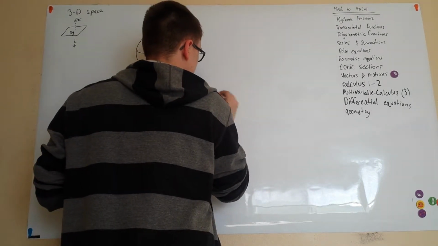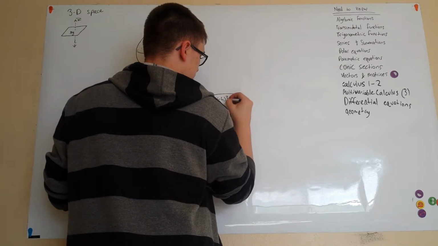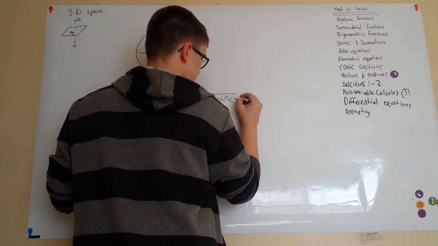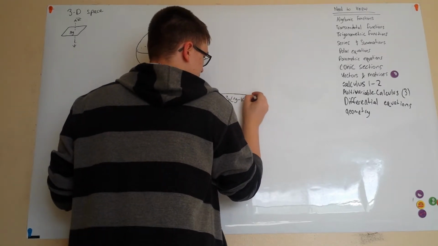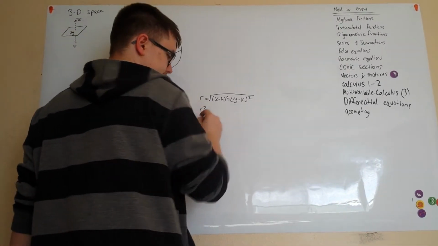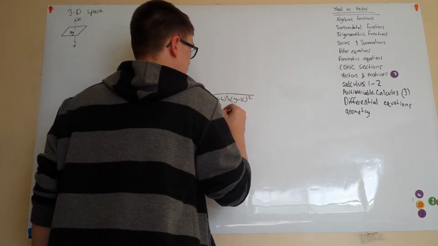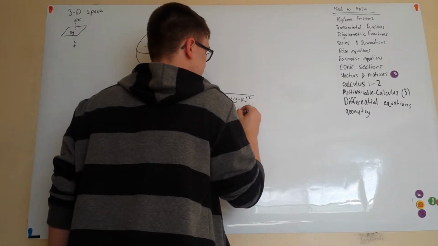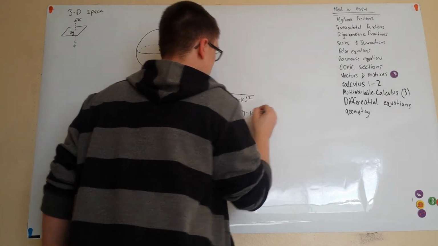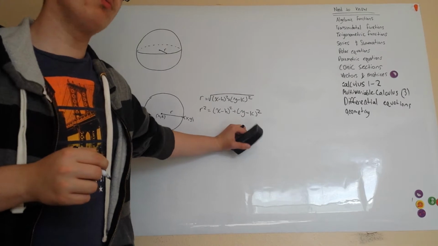So r equals the square root of x minus h squared plus y minus k squared. Then we square both sides, and we are left with that. And that is the formula of the circle.